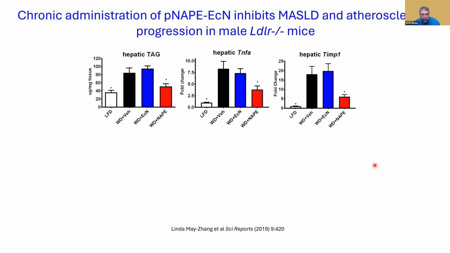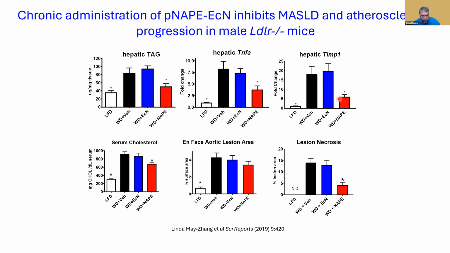So when we look in the liver, not surprisingly, when the animals are on a Western diet, they have significant accumulations of hepatic triglycerides, and this is blocked not by the control bacteria, but by the NAPE-expressing bacteria. There's also inhibition of inflammatory cytokines like TNF and fibrosis. So we did have very, very nice effects on liver disease.